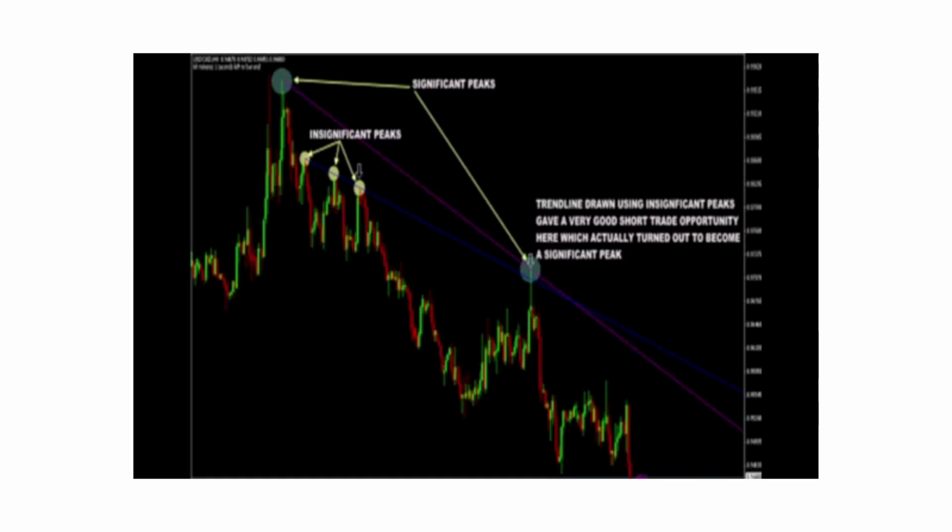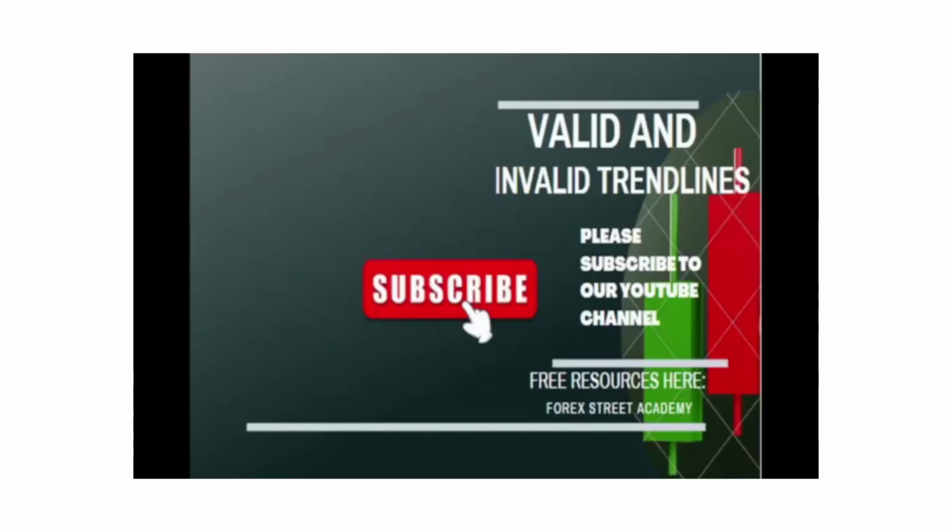The next thing we're going to be discussing is valid and invalid trend lines. So we're just going to be looking at what we have next: valid and invalid trend lines.